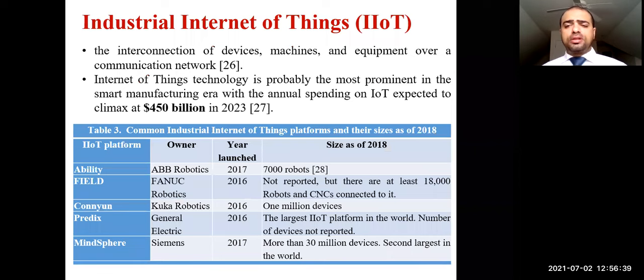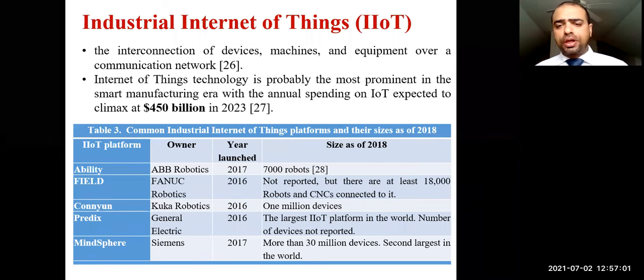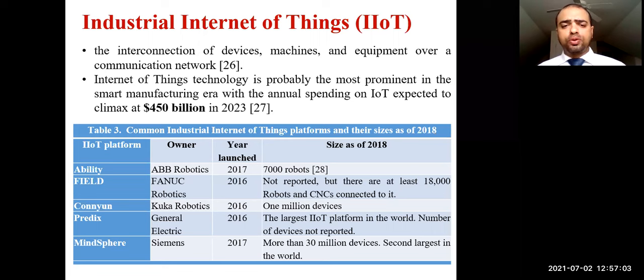So let's look at the technologies that constitute smart manufacturing. The first technology we're going to look at is the Industrial Internet of Things, IIoT, the interconnection of devices, machines, and equipment with communication network. The Internet of Things technology is probably the most prominent in the smart manufacturing era, with the annual spending on IoT expected to climax at $450 billion by 2023.